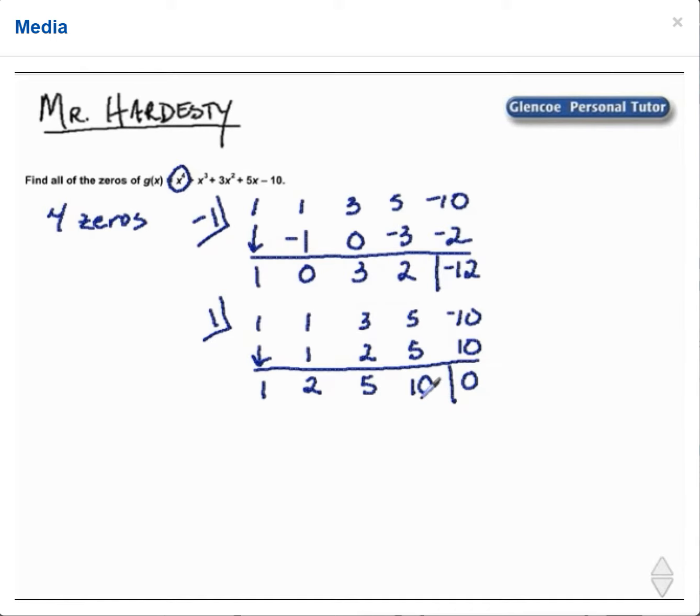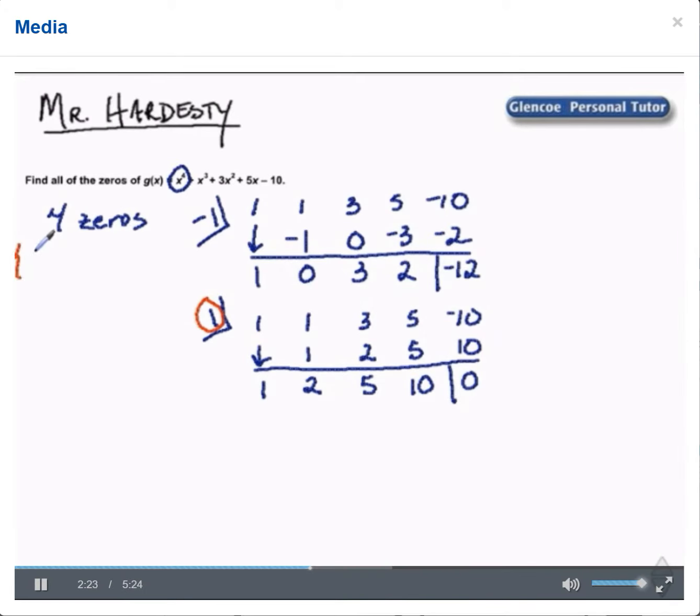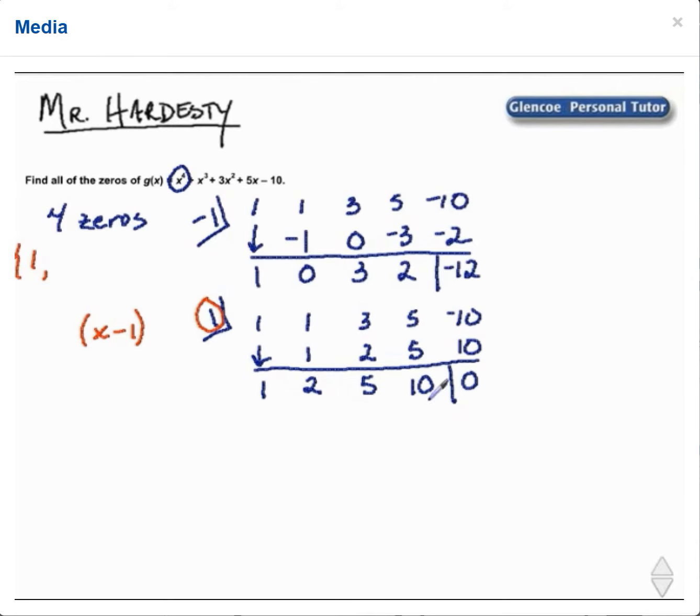This is good news. This means 1 is one of our 4 zeros, and we need to find 3 more. That 1 can now be represented as a factor, and as a factor, we'll write that as x minus 1. Our remaining factors will come from our depressed polynomial. Remember, the original was quartic, to the fourth, so we're now down to 1x cubed, plus 2x squared, plus 5x, plus 10.